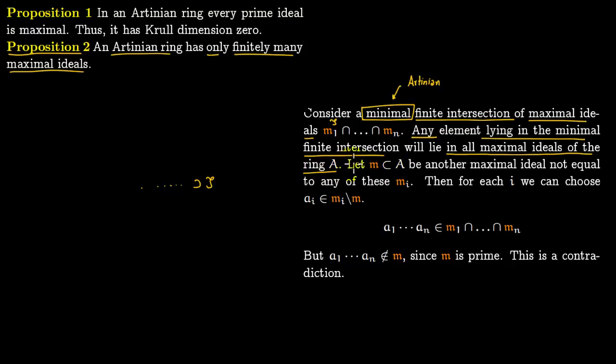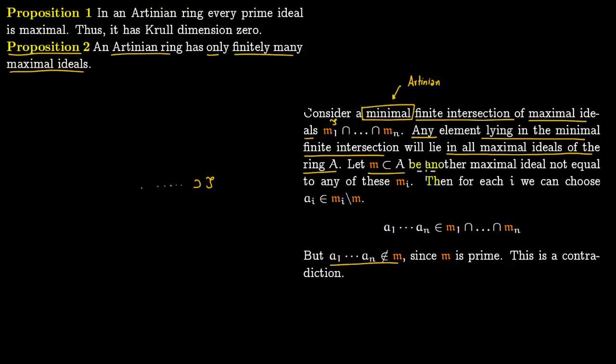So what we are going to do is start with some maximal ideal M in A, which is not m1, m2, to mn, and then we are going to find a product a1 to an which lies in the intersection of all these maximal ideals but does not lie in M, and that will give us a contradiction because any element which lies in the minimal finite intersection will lie in all maximal ideals of the ring. Here we will show that a1 times a2 all the way to an lies in this intersection, but it does not lie here. So let us hash out the details.